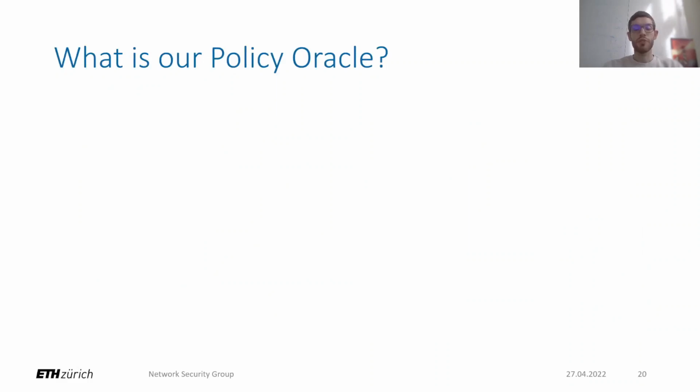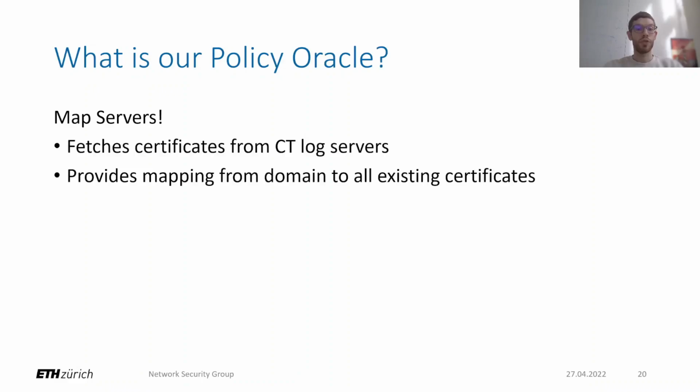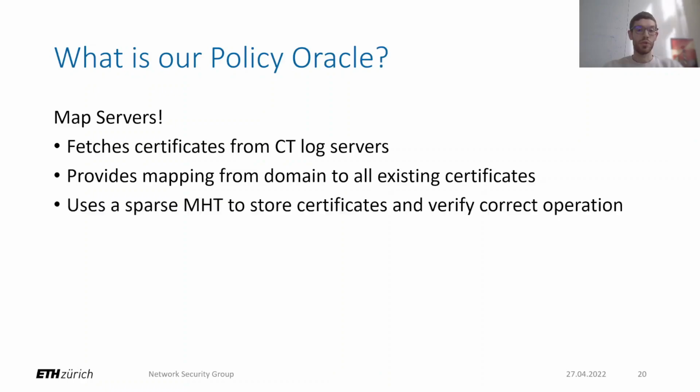Earlier in the presentation, we defined our policy oracle, which returns all policies for a validated domain. In F-PKI, this oracle is implemented using map servers. Map servers fetch certificates from CT-log servers and provide a mapping from a domain to all existing certificates for this domain. Since policies are included in X509 certificates, a map server contains all policies for all domains. Note that these two requirements are equivalent to the requirements of a CT monitor. However, F-PKI uses a sparse Merkle hash tree to store all domain-to-certificate mappings, which allows an external auditor to verify its correct operation.